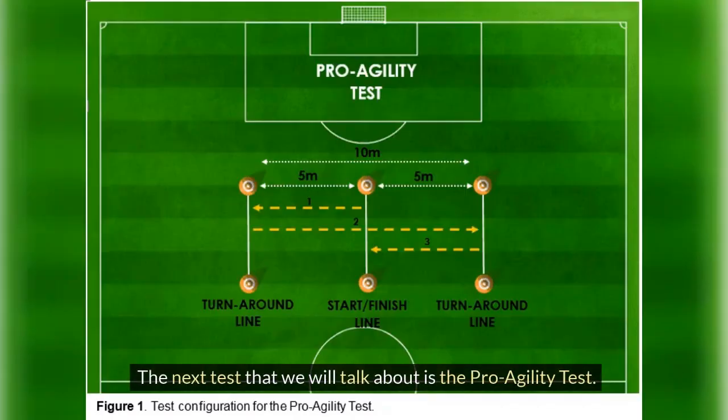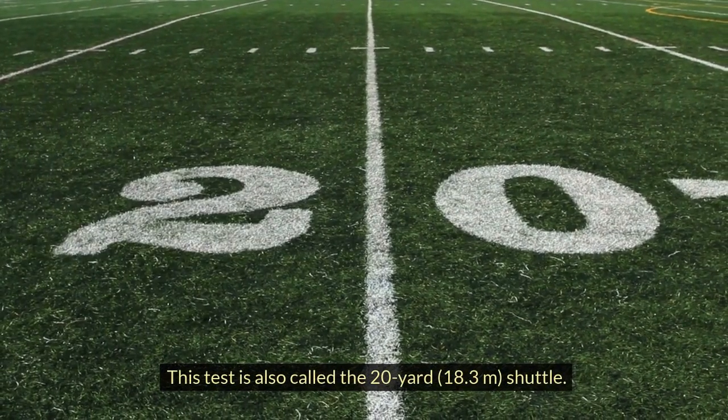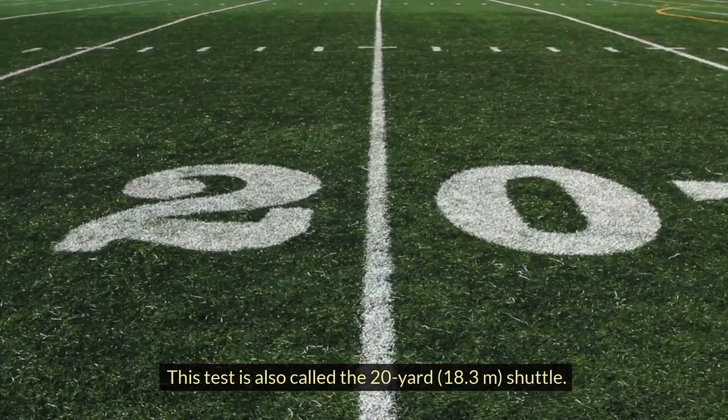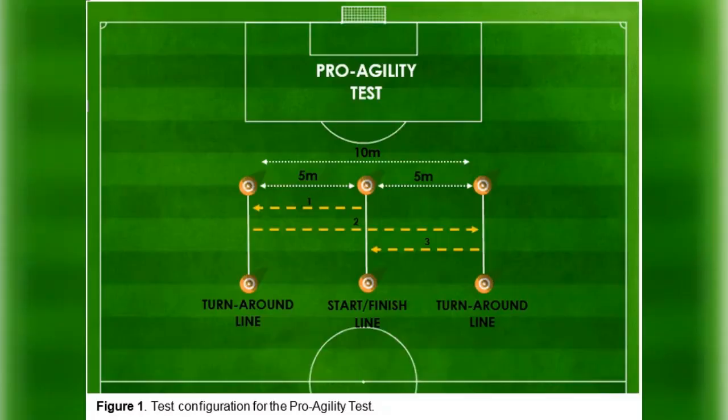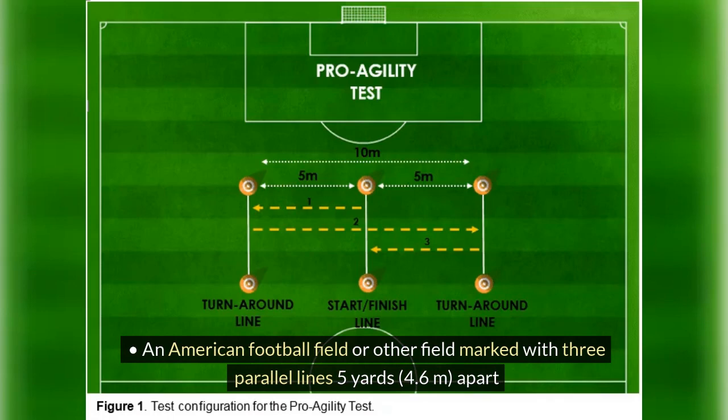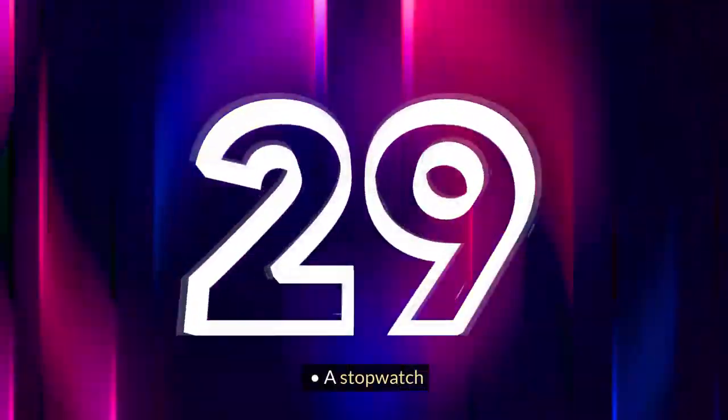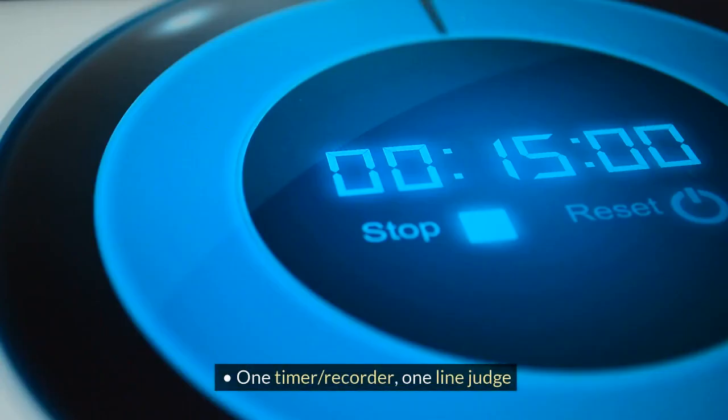The next test that we will talk about is the Pro Agility test. This test is also called the 20-yard, 18.3 meters, shuttle. Equipment needed: an American football field or other field marked with 3 parallel lines 5 yards, 4.6 meters, apart. A stopwatch. Personnel: 1 timer, recorder, 1 line judge.